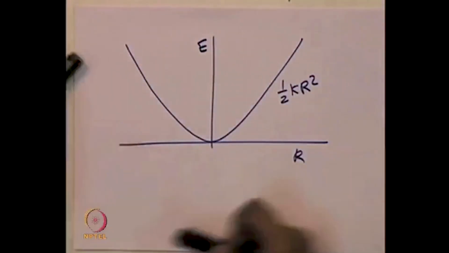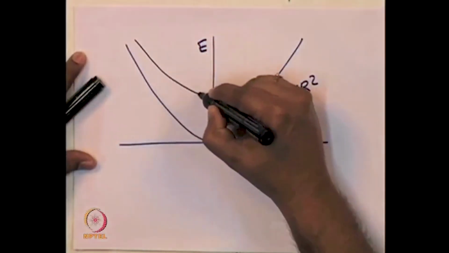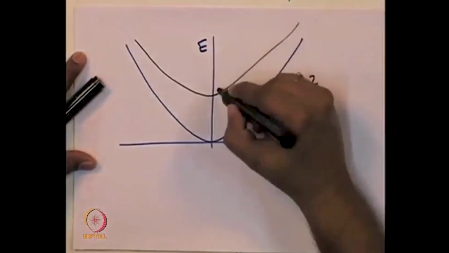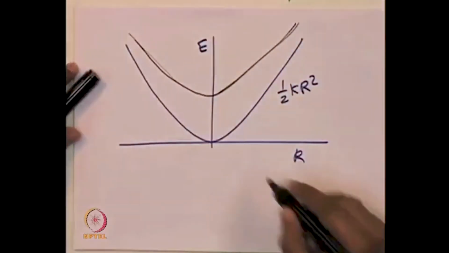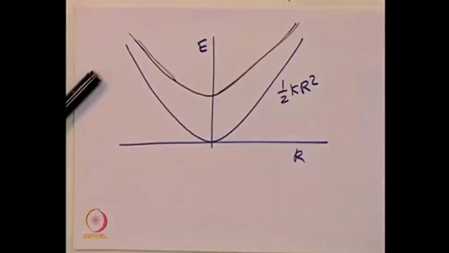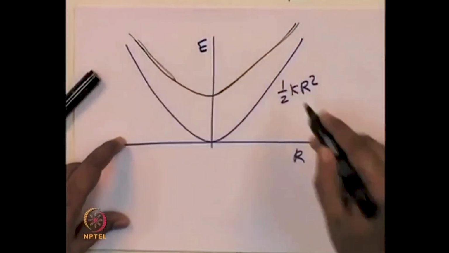Now, we can add a constant to this, and if you plot that, you will get something like this. It is exactly a similar curve, parallel to this. I haven't drawn it very properly, but it is just like adding a constant everywhere. The shape of the curve will not change.